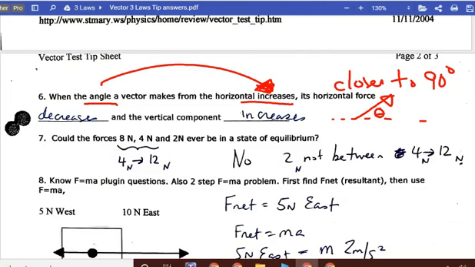This is a great question, it'll be on your quiz as well. How do you do this one? It's really quite easy once you get it. Could they ever be in equilibrium? What you do is you pick any 2 forces. I just happen to pick these 2 and find the smallest and biggest, and 2 doesn't fit within that range, so these 2 forces could never be in equilibrium. It's so easy, add and subtract.